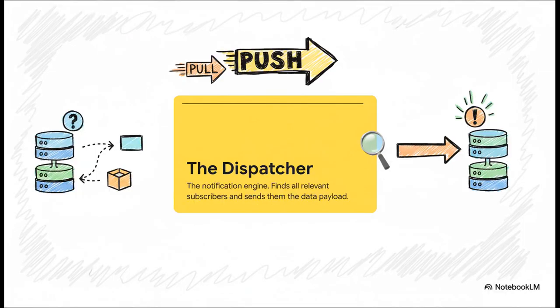And finally, we have the dispatcher. This thing is the heart of the whole operation. When that new order comes in, the dispatcher is the worker that goes to the repository, finds everybody who signed up for order.created events, and then one by one sends the notification out to every single one of them. It's the engine that really makes it all work.